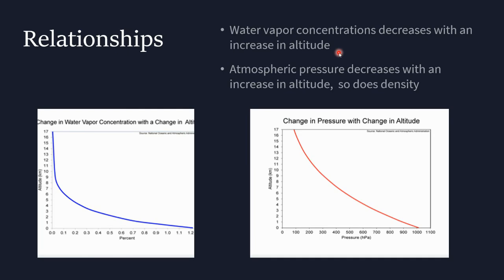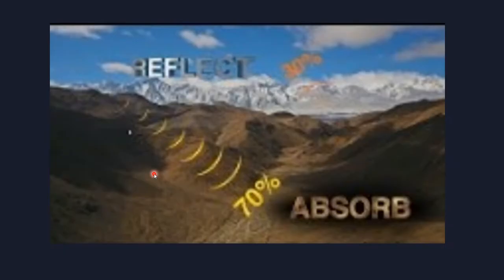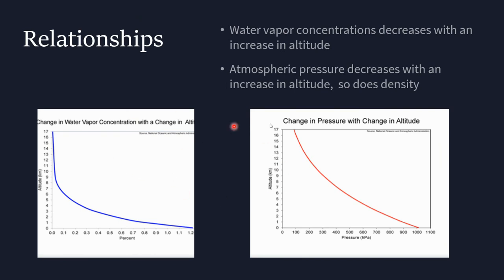Then the next one, the relationship. As I already told you about question 2 and question 3, let me take you to those questions again. Research question 2 and research question 3: How does the composition of the troposphere change with the change in altitude? So how the composition changes in terms of altitude, and how the composition changes in terms of latitude. This one actually shows you the change in altitude, the change in water vapor concentration with a change in altitude.